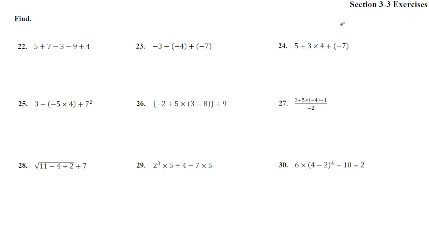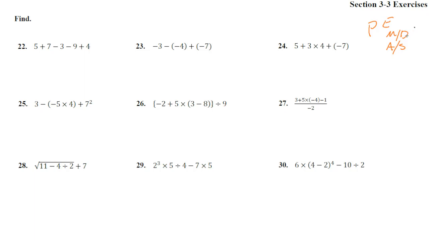Here we are in section 3-3, exercises numbers 22 through number 30. Looks like it's order of operations, making sure we don't mess up on that. So we're going to remember that exponents are really the highest priority, then multiplication and division, and then addition and subtraction. If there are parentheses, that groups things together and they could interrupt anywhere there. So this kind of spells PEMDAS.